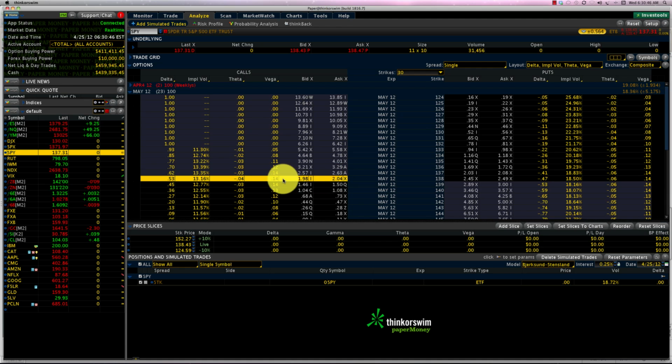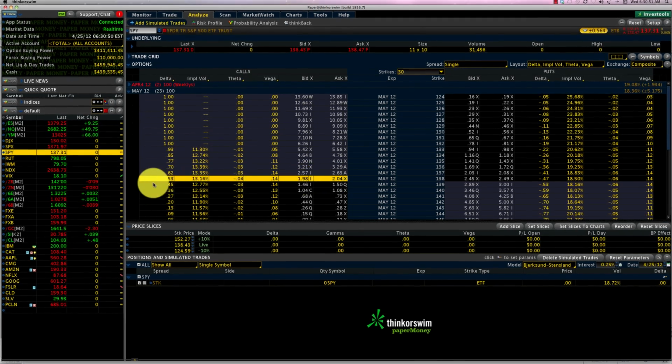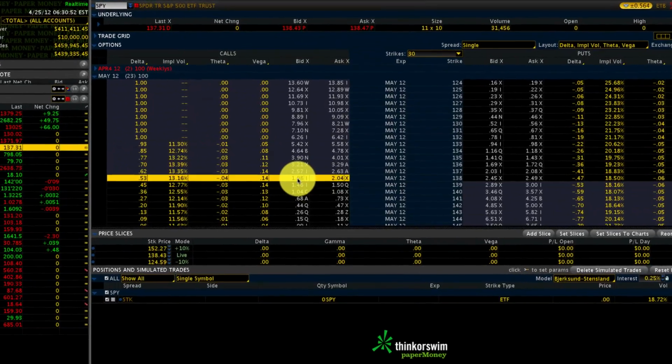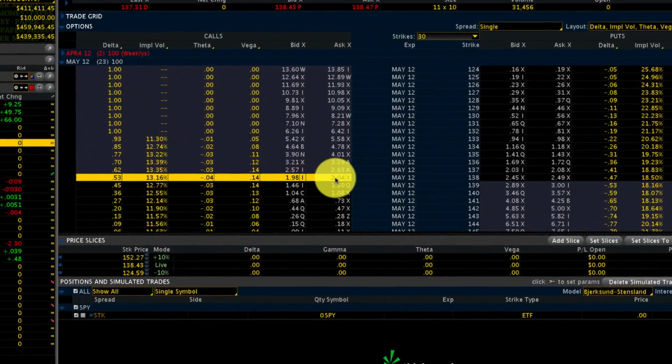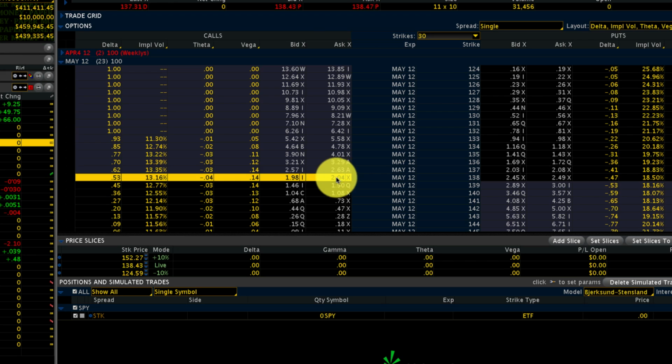So if you wanted to buy an option, this option, the best way to get filled is to pay the seller what the seller is asking for. So in this case, the seller is asking for $2.04. So if you're willing to pay that, then you will automatically be filled right away. But why do you want to pay the higher price?